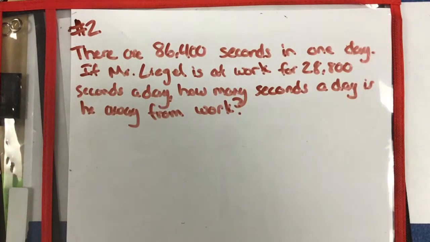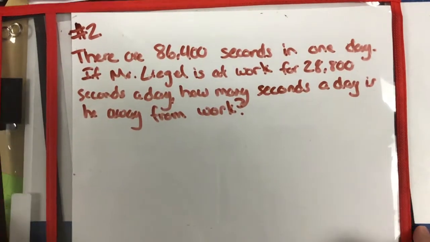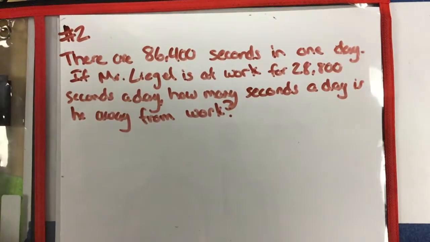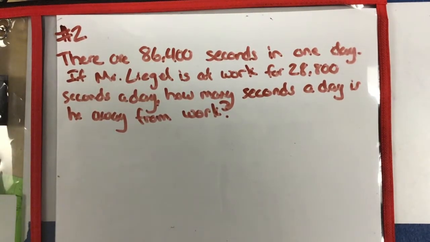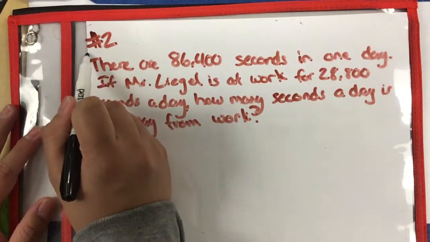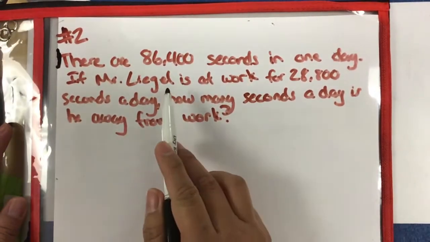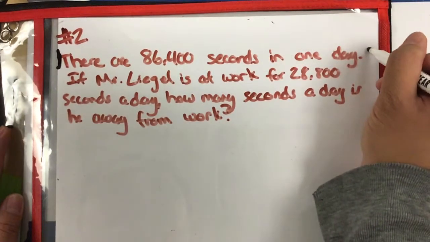We're going to try out a story problem now. This is number 2. Okay? This one reads, there are 86,400 seconds in one day. If Mr. Ligel is at work for 28,800 seconds a day, how many seconds a day is he away from work? So we're going to break it down. So we have from here, there are 86,400 seconds in one day.